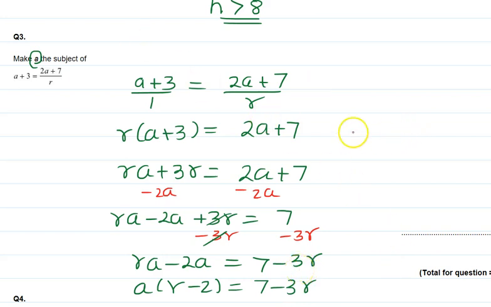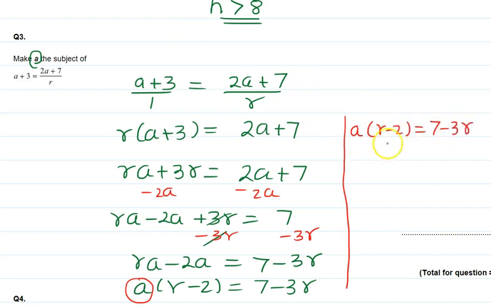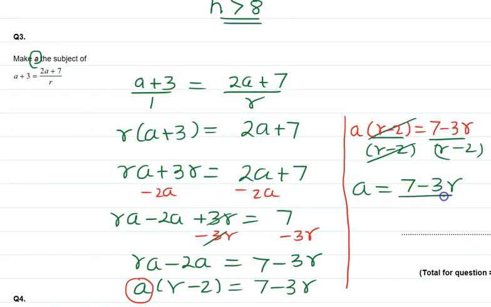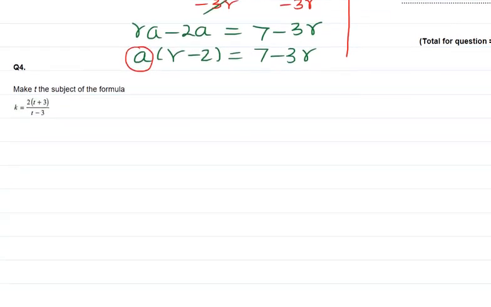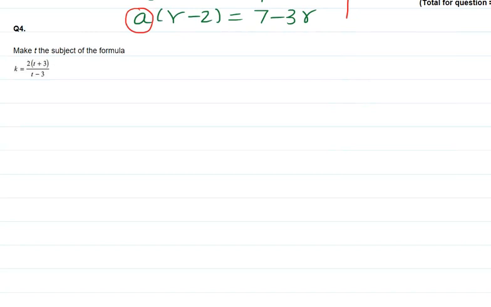Now you need to make a the subject. So a is sitting here on the left hand side and r minus 2 is here in the bracket. If we divide by r minus 2 both sides, so a(r minus 2) is 7 minus 3r, divided by r minus 2 both sides, this r minus 2 cancels, and we are left with (7 minus 3r) over (r minus 2). That's your answer.